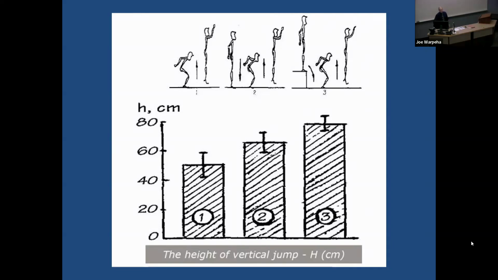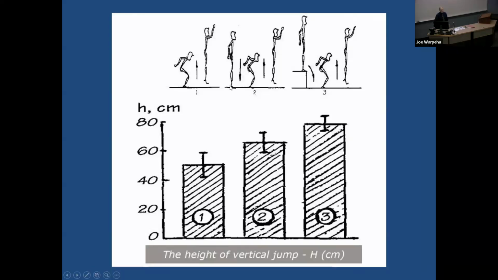Exhibit one, you stand upright, you dip down, and then you jump as high as you can. We would call that a counter movement jump. That's very similar to probably what you've learned in the vertical jump test in physiologic assessment. The person jumps however high in centimeters, as illustrated in this bar graph below each image there.